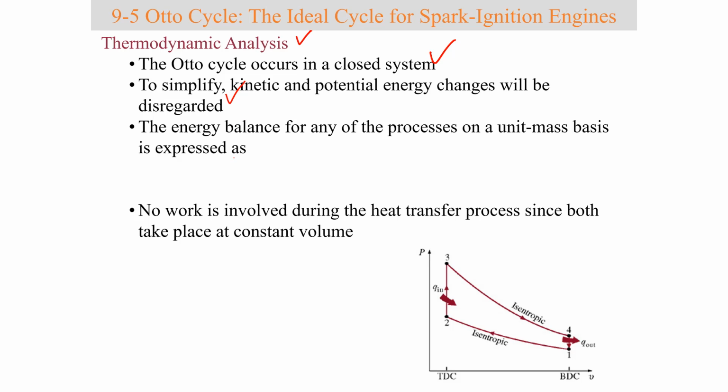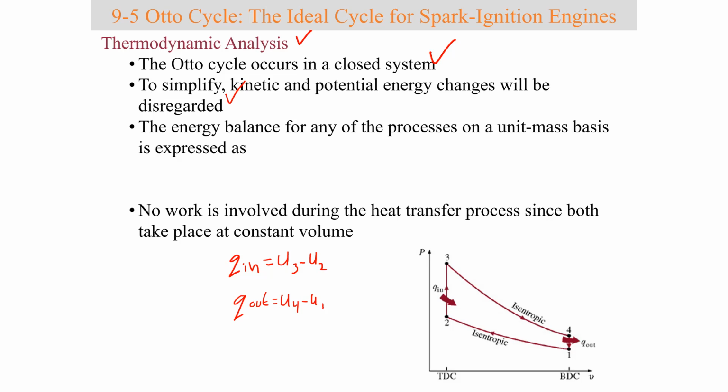And so the energy balance for any process can be expressed in terms of per unit mass as the following. We get Qin, right? If you were to do a first law analysis on the Qin process, which is constant volume, you would have it as delta U between the start and finish state of the process. And the same thing for Q out. Q in and Q out are both constant volume processes.